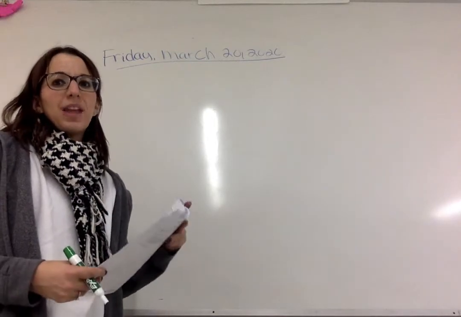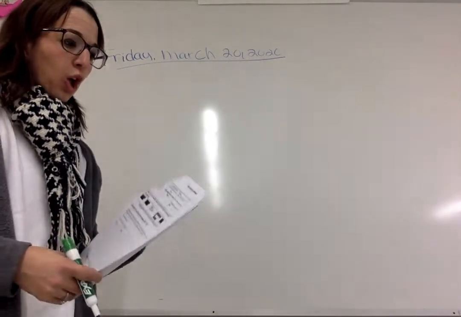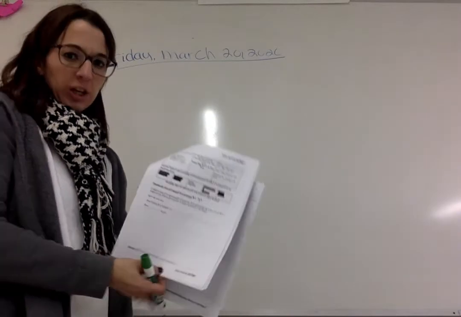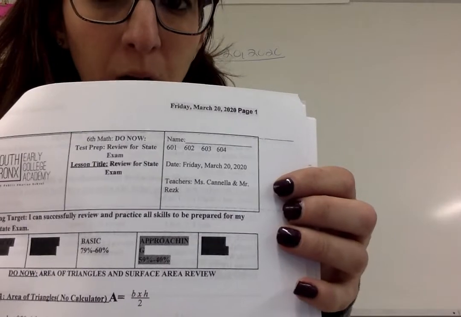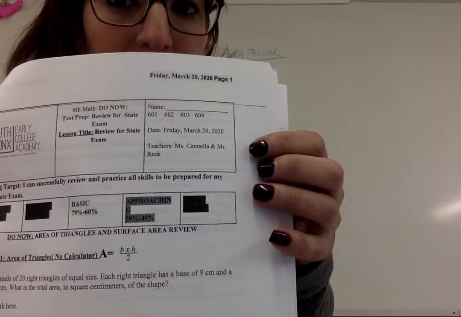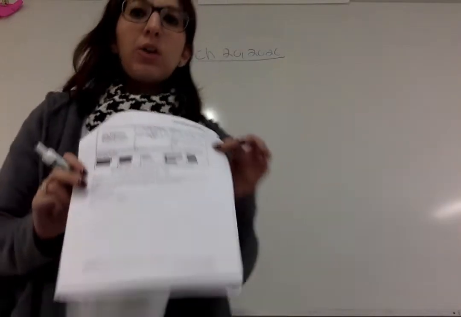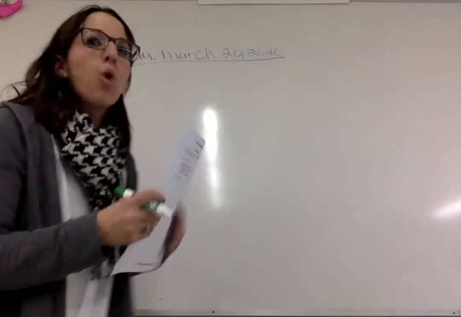So in that big packet that we started on Wednesday 2 days ago, we're going to now be on the last section. Okay, I'm going to show you. And it says Friday, March 20th, 2020, page 1 of the Do Now. I'm going to review how you find the area of a triangle. We're on page 1.